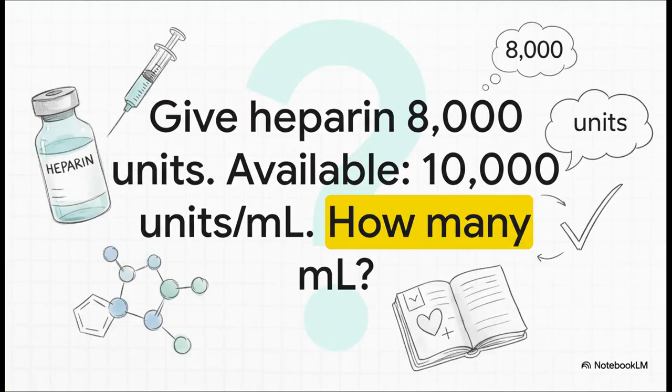The order is for 8,000 units, and our vial is concentrated at 10,000 units per milliliter. Now, here's a little bit of good news, right? The units already match. We're working in units for both the order and the vial, so no initial conversion needed. We can go straight to the calculation.